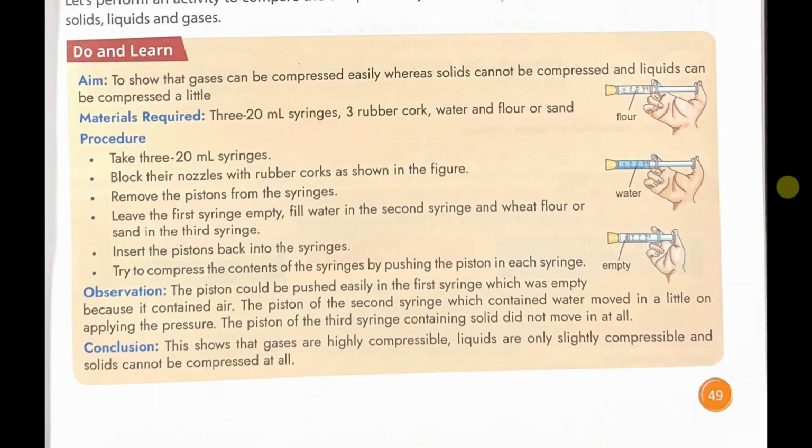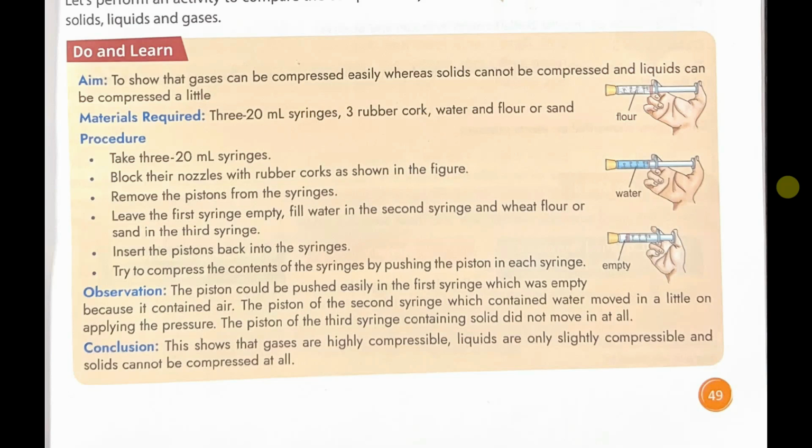Remove the pistons from the syringes. Leave the first syringe empty. Fill water in the second syringe and wheat flour or sand in the third syringe. Insert the pistons back in the syringes. Try to compress the contents of the syringes by pushing the piston in each syringe.